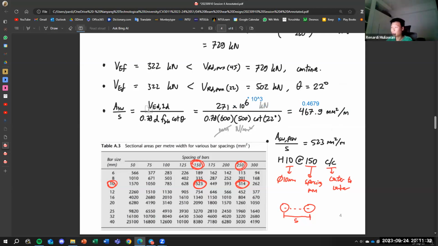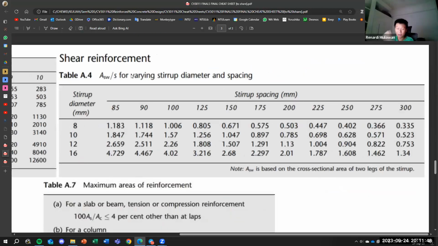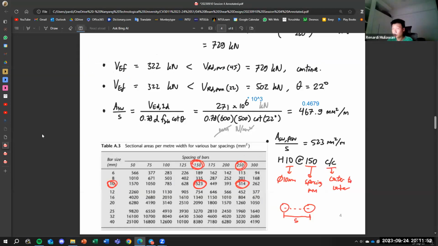The steps are correct. Also, this table is actually a table for slabs. It's not the table for shear reinforcement. So again, this is my mistake. After getting 0.4679, you actually need to go here, the shear reinforcement table. So in this case, you can check.